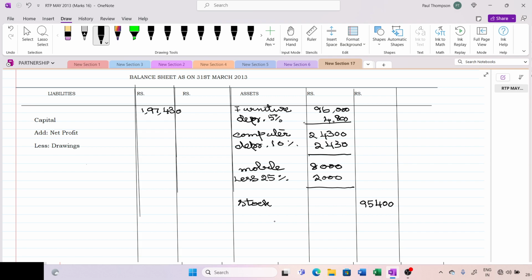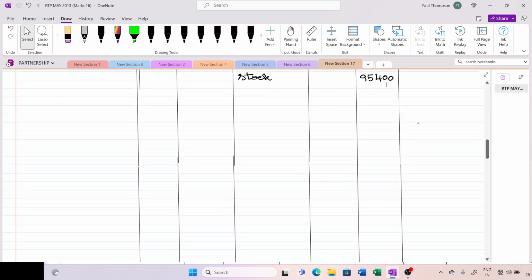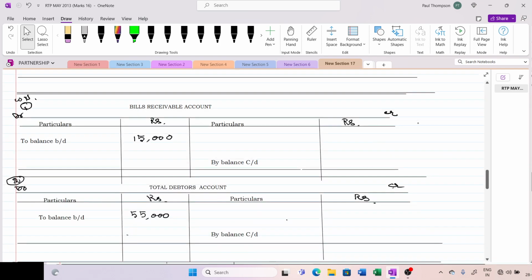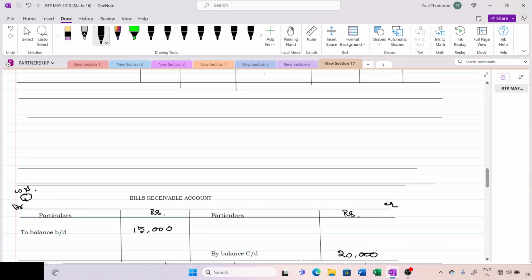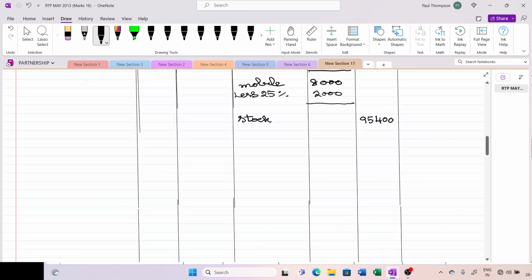Okay. Next item is debtors. Debtors closing balance we will write in the working note. Closing balance will appear on the opposite side. So we will be writing here 65,000 debtors and bills receivable 20,000. This will go to our balance sheet also, the closing balance sheet. So let me write it in the closing balance sheet. Debtors.